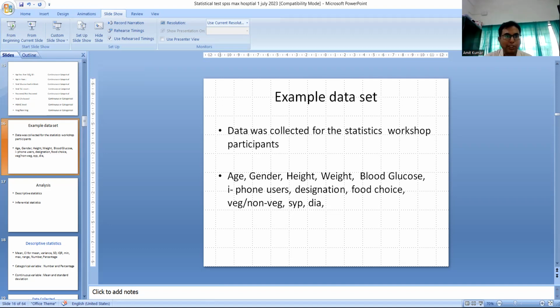Is my Excel sheet visible to everyone? Not yet. Not yet. Yes.